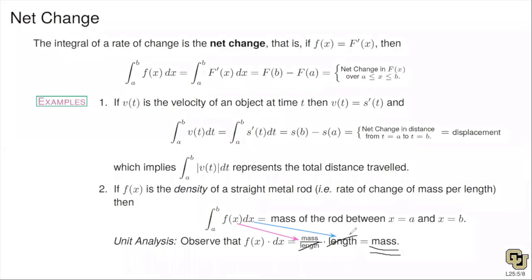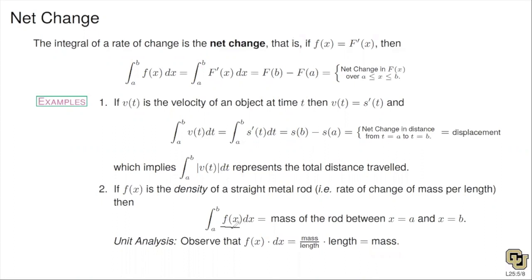The unit analysis is really helpful. For example, here, this would be like miles per hour, and here t is time, so that's hours. You can cancel, and you see the units of this integral is miles. So that helps me understand what the integral is doing. Okay, so that's what I wanted to show you, to do the unit analysis here.